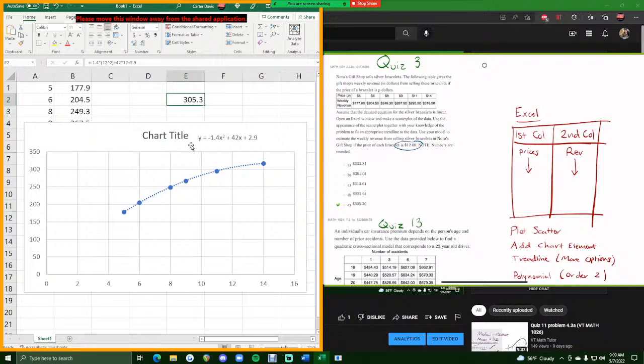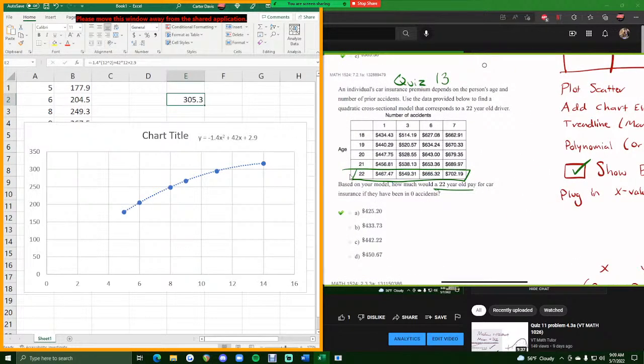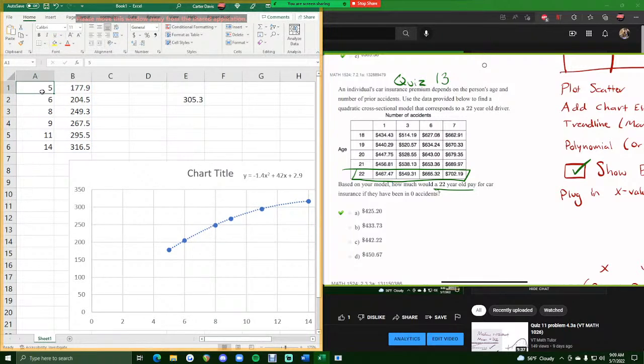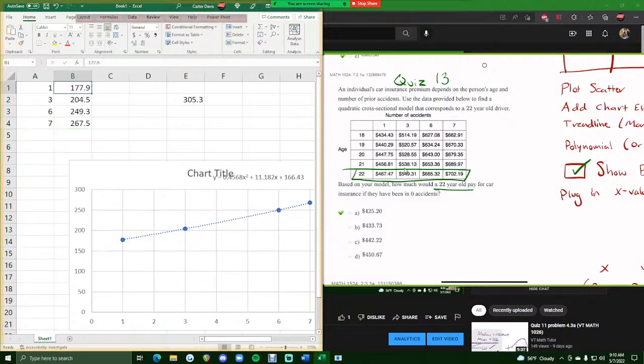So that's pretty much it. Again, with this one from quiz 13, the only difference really is you would plot the number of accidents in the first column. I wonder if we can do it just real quick. 1, 3, 6, 7, and that's it. We can eliminate these two. And then you want just the prices, basically the insurance costs for the age of a 22-year-old, because they only ask for the 22-year-old information.